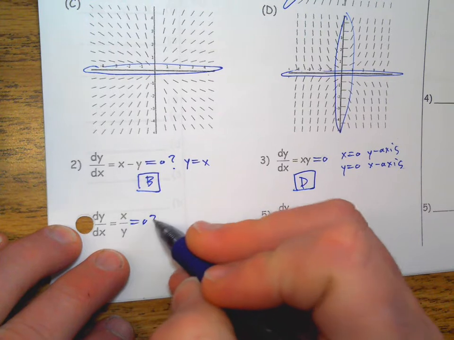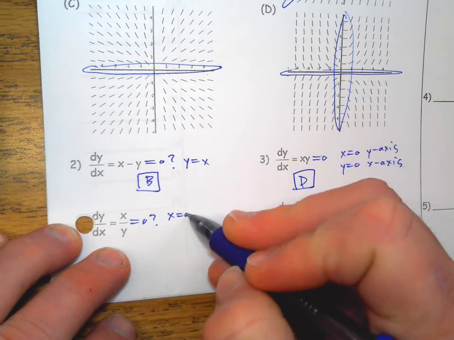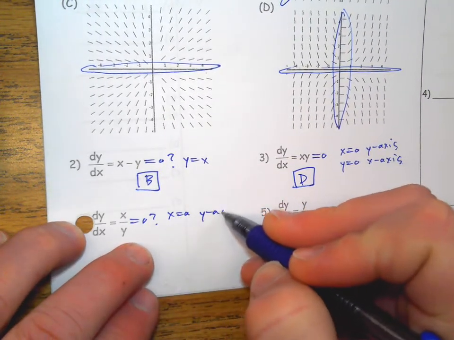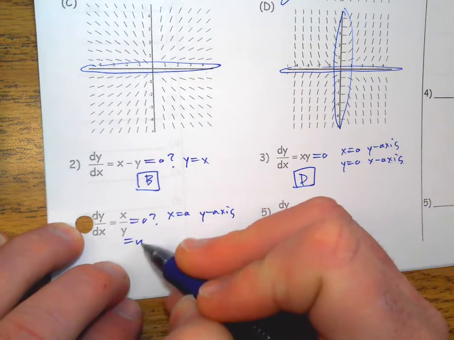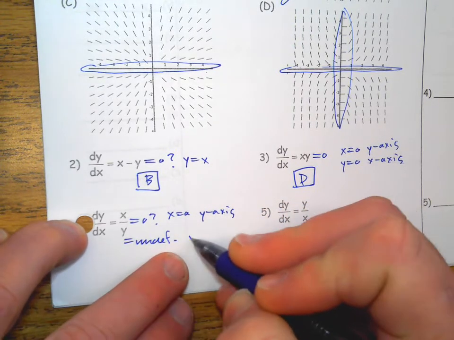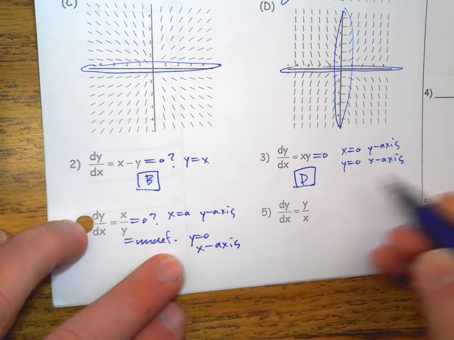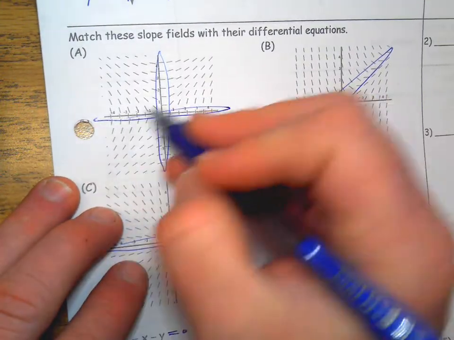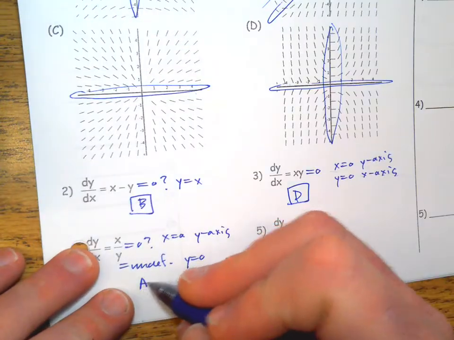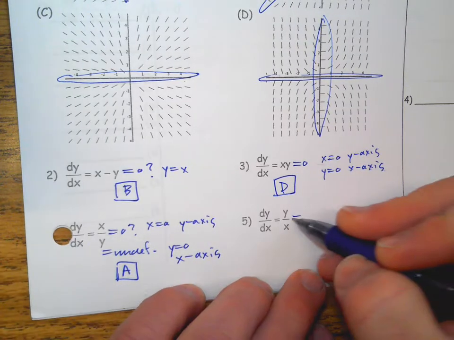When does this equal 0? When x equals 0, which is the y-axis only, and then it equals undefined when y equals 0, which is the x-axis. So it should look like it's going vertical along the x and flat along the y. Vertical along the x, flat along the y. So that's got to be A.